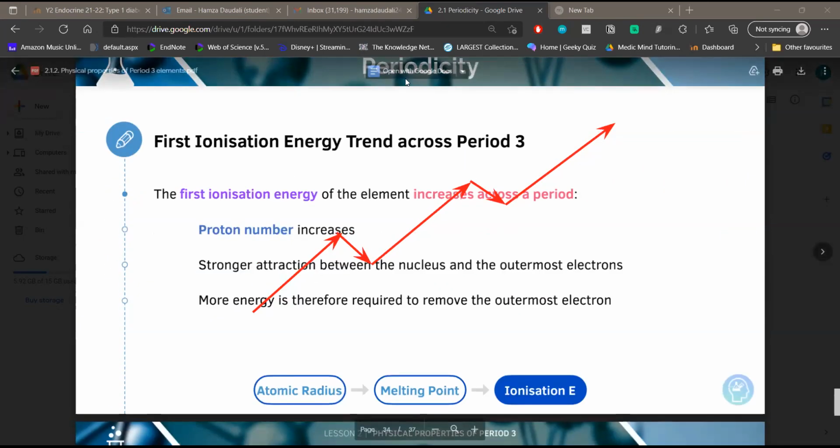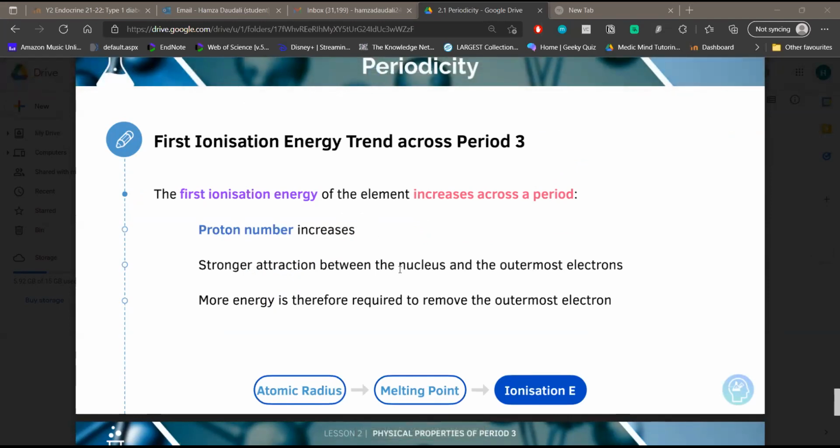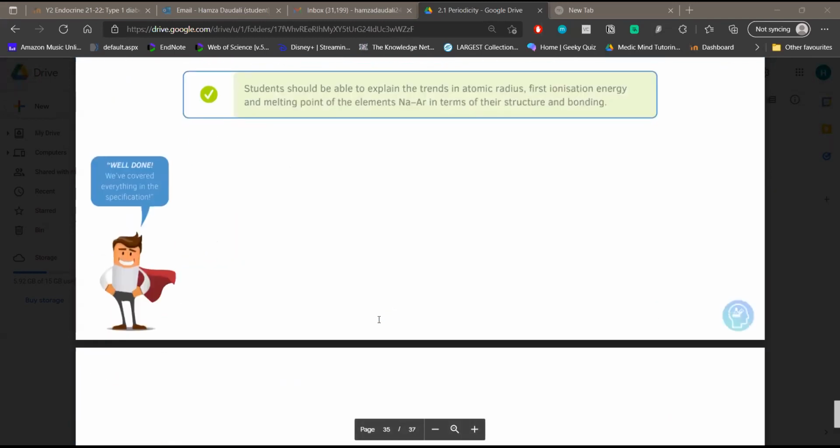Remember, in the general increase, proton number is increasing. We know that the radius is decreasing. There's a stronger charge between the nucleus and the outer electron. Therefore, surely by logic, it's going to be harder to lose the electron. So it's going to need more energy to remove that last electron. So that's kind of logical.